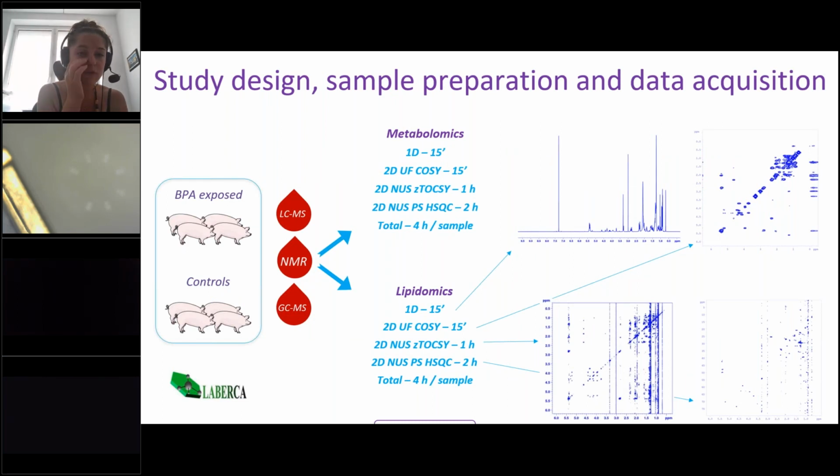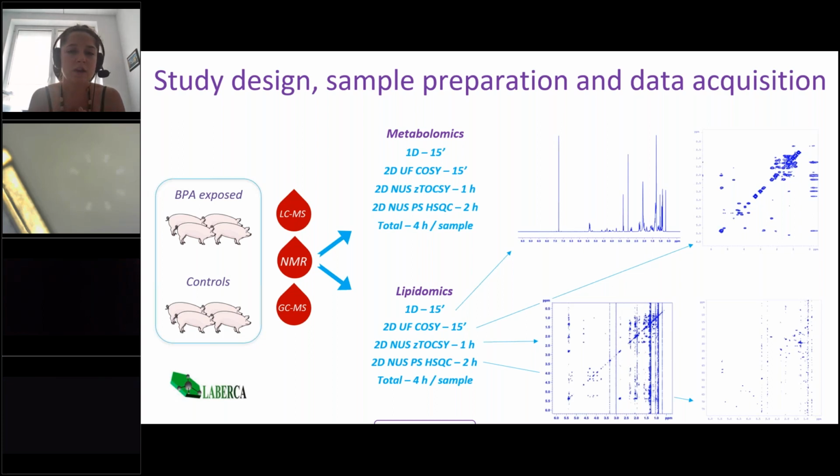So I'm going to present you quickly first the study design, the sample preparation, and the data acquisition. Because the mass spectrometry part was in collaboration with the Laberca, we had access to serum samples coming from mini pigs that were exposed or not to bisphenol A. And following a simple blind Dyer sample preparation, we were able to collect the aqueous phase to look at the metabolomics part, but also the organic phase, and to perform lipidomics on the organic phase.